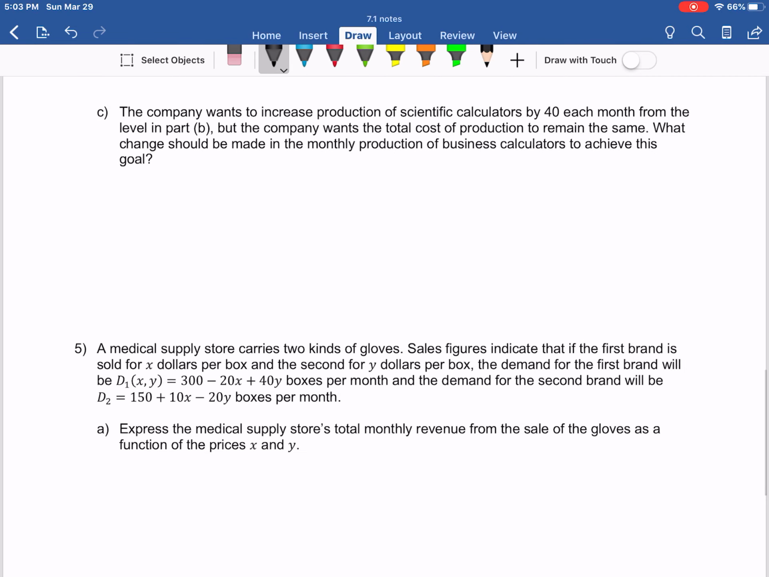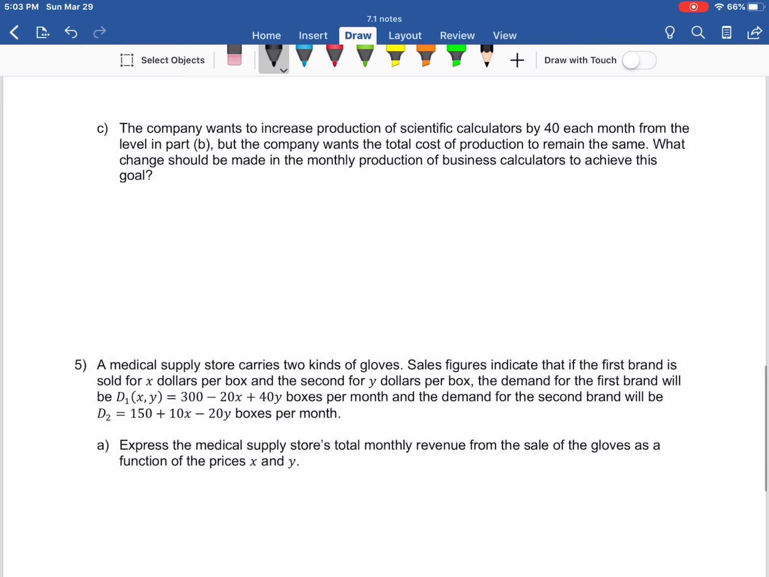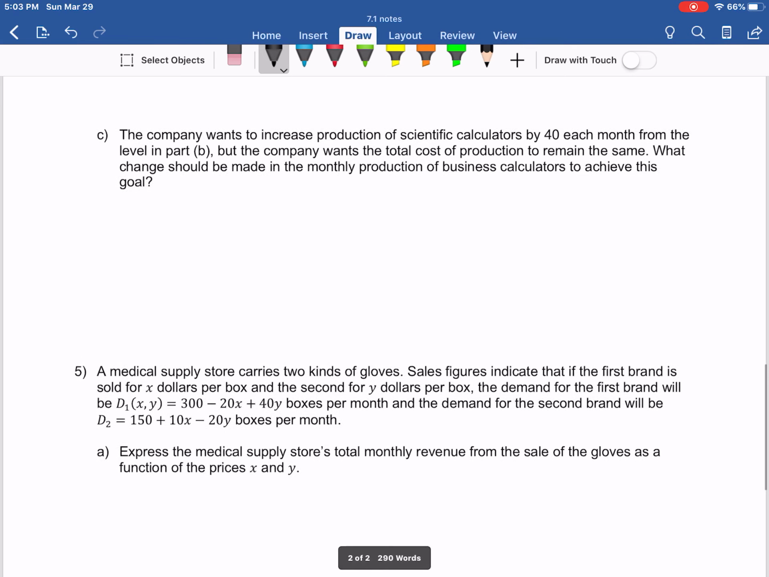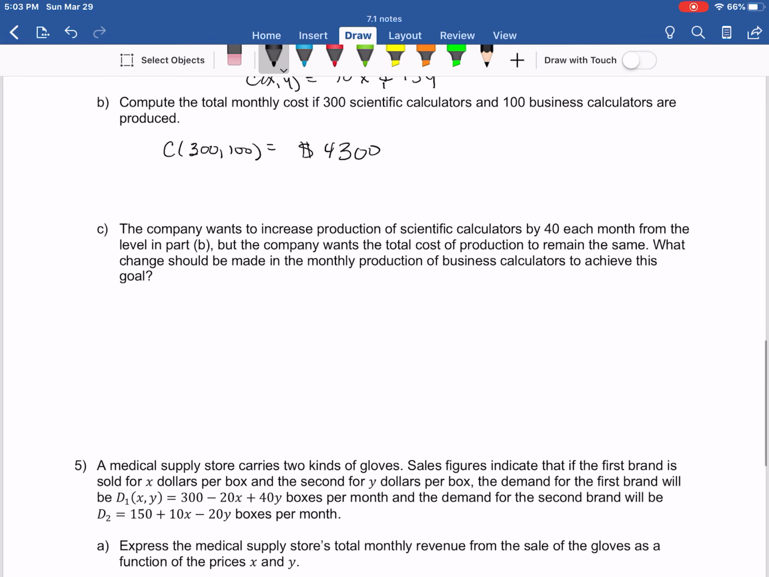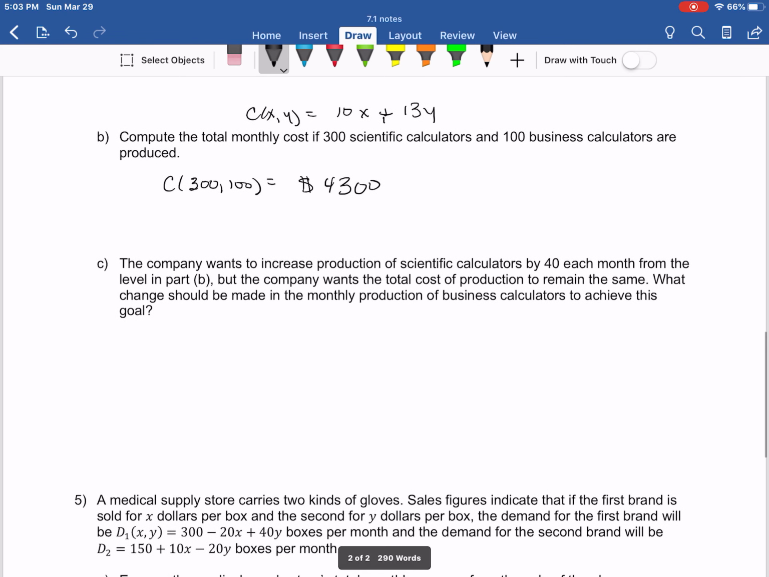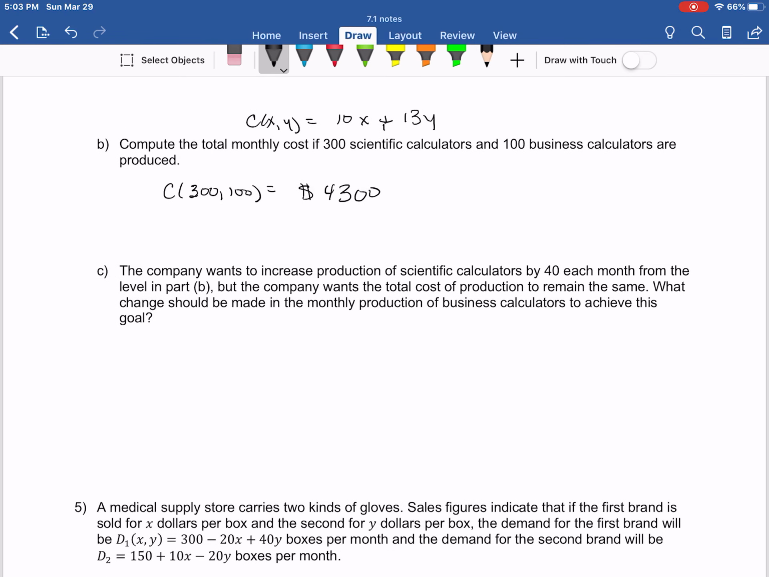Part C, the company wants to increase production of scientific calculators, remember that's the X, by 40 each month from the level in Part B, but the company wants the total cost of production to remain the same. So how are we going to adjust the number of business calculators to make this happen? So once again, let me bring this down a little bit for you. We want our cost to remain the same. So your cost function needs to stay equal to $4,300.